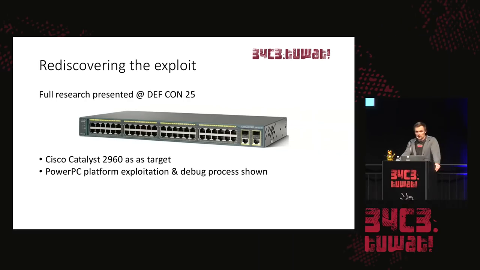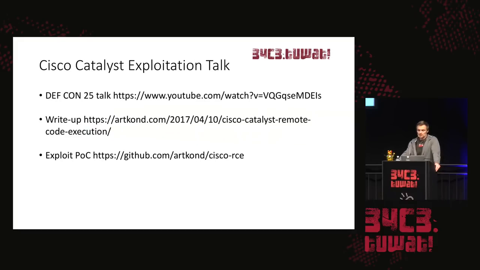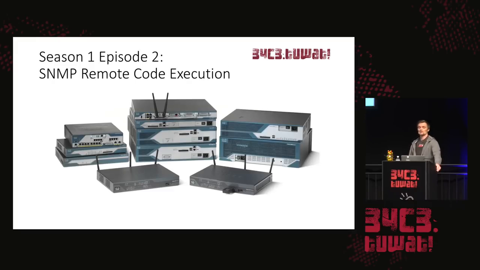I was targeting the Cisco Catalyst 2960 as a target switch. I also described PowerPC platform exploitation and the way you can debug it. You can look at my blog post about exploiting this service and also at the proof of concept exploit on my GitHub page. But today, I want to talk about something else, about another vulnerability that was announced this year, about SNMP remote code execution.